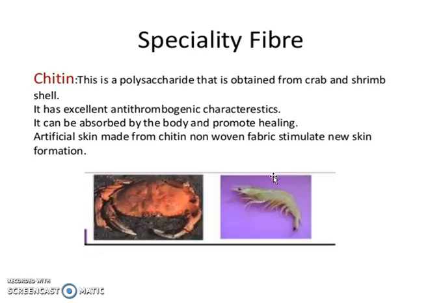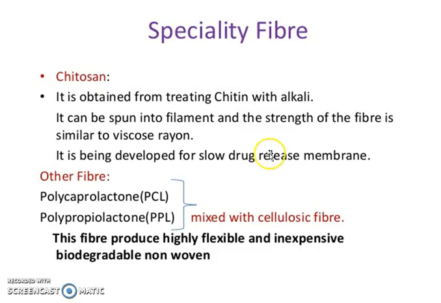Specialty fiber is chitin. This is a polysaccharide that is obtained from crab and shrimp shell. It has excellent anti-thrombogenic characteristics. It can be absorbed by the body and promote healing. Artificial skin made from chitin non-woven fabric can stimulate mucin formation. The next important specialty fibers are polycaprolactone and polypropylactone.